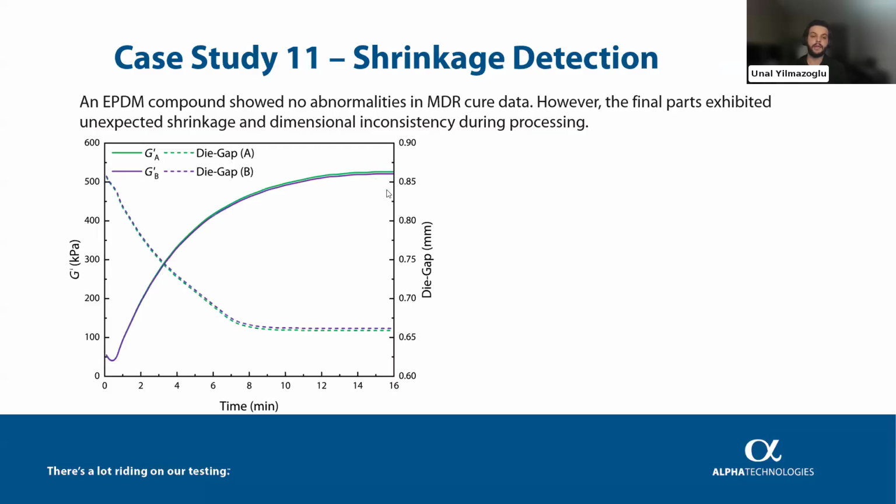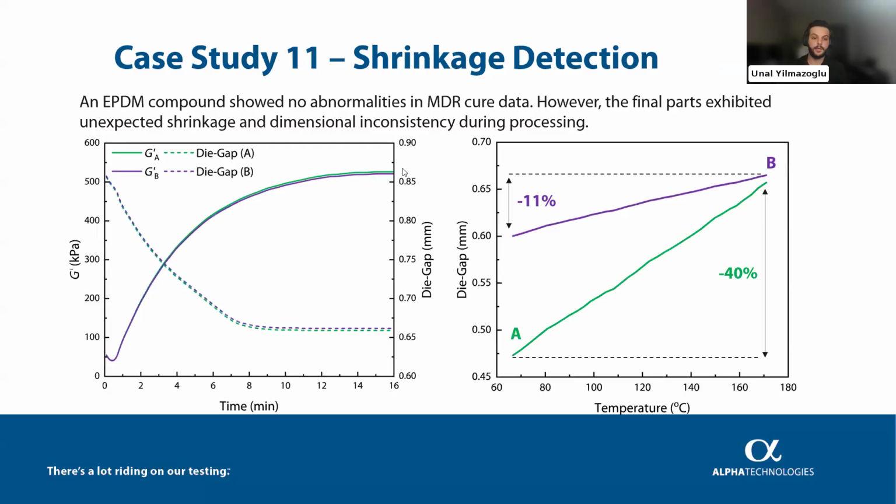It definitely passes the QC/QA specifications. But if you check with the RPA Plus and look at the sample thickness change, you'll definitely identify that materials A and B are different, and that B has much more shrinkage compared to A.